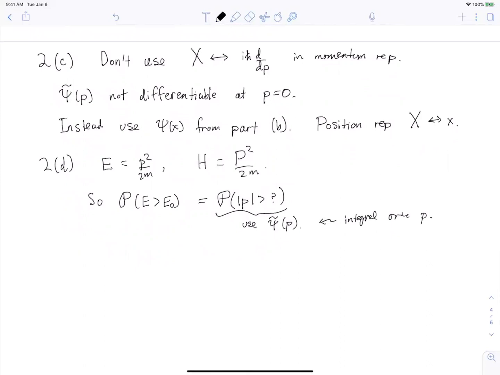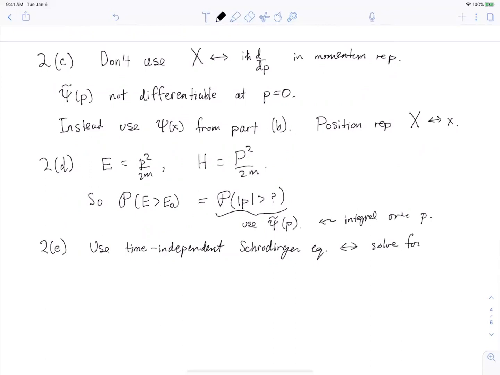That's also not too hard. And then finally, a hint on 2e is you should be using the time independent Schrodinger equation. And that will allow you to solve for v of x as the problem asks.